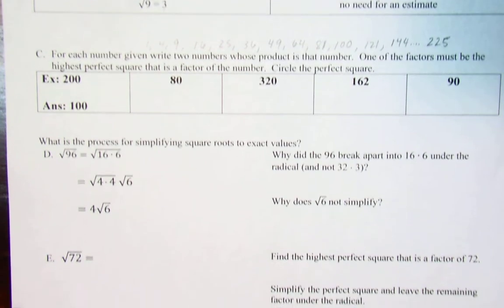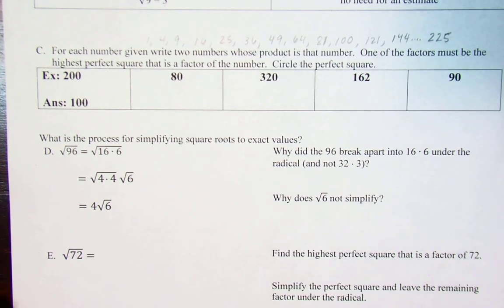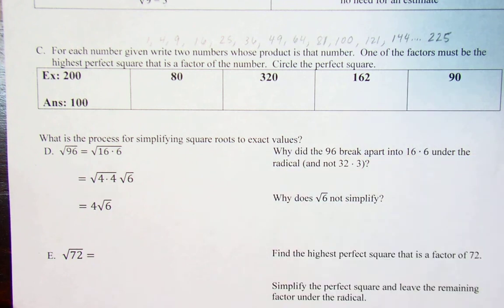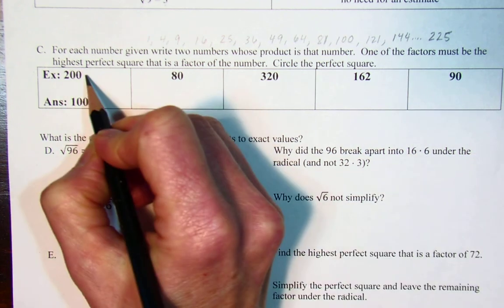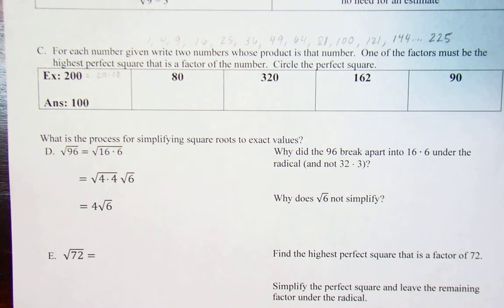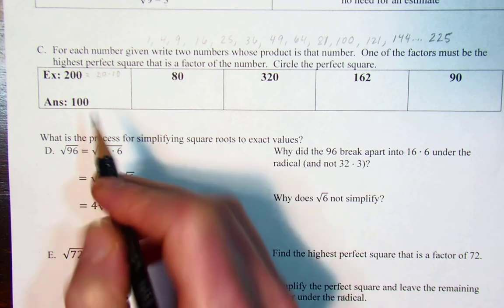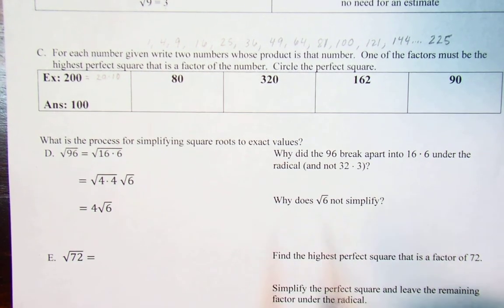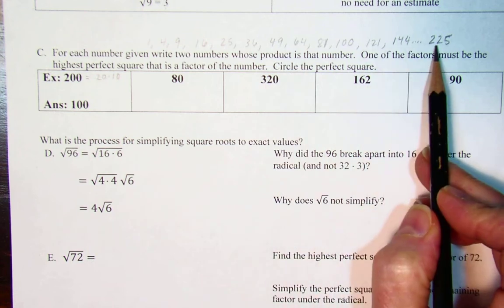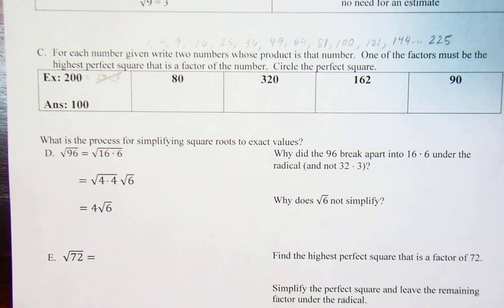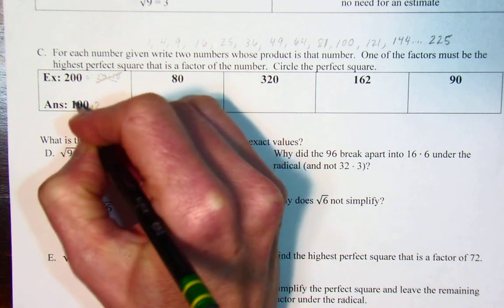So in this case down here, it says for each number, write two numbers whose product is that number. One of the factors must be the highest perfect square that is a factor of that number. Well, I could say that 200 is 20 times 10. And that's true, it is 20 times 10. But is 20 on this list? Is 10 on this list? No, neither one of these are perfect squares. So I'm going to choose 100 times 2.